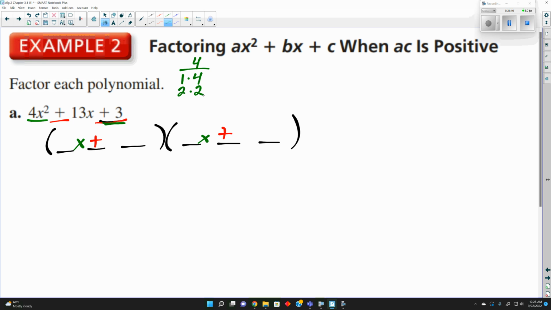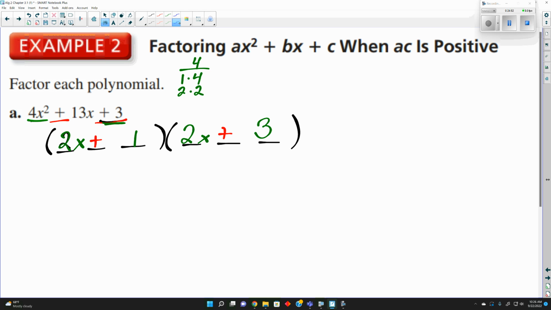Now again, I said our last step is to check, yes? So we can pick one of these, and if it's wrong, we can switch it at any point. So which one do we want to try first? 1 and 4 or 2 and 2? 2 and 2. So we can put 2 and 2. Well, now we need to look at the factors of the third term, which is 3. Well, the only factors are what? 1 and 3, yes? 1 and 3. Any questions on this here so far?